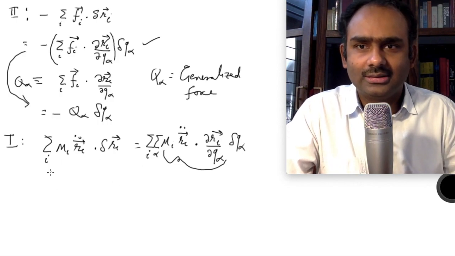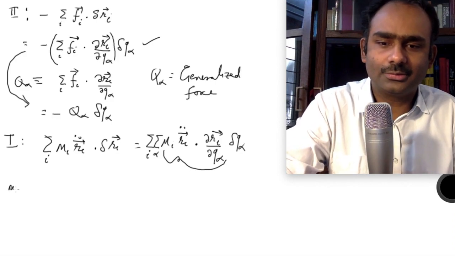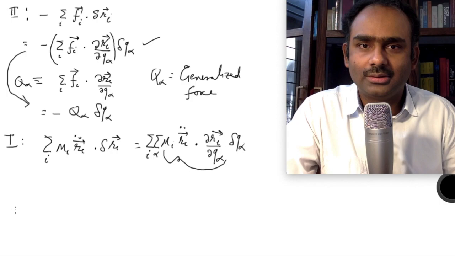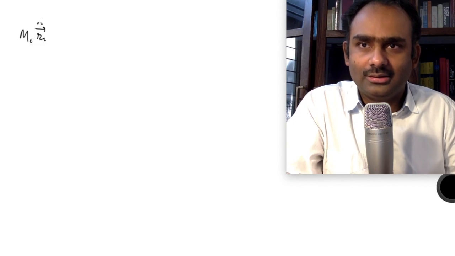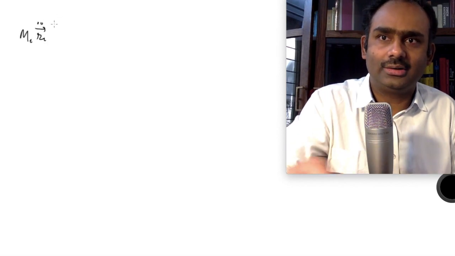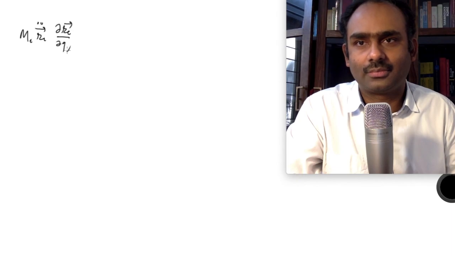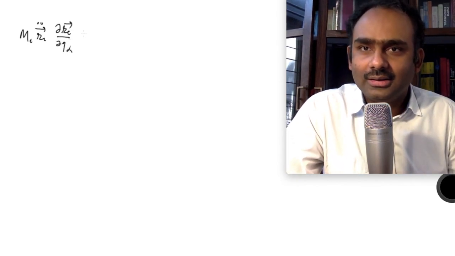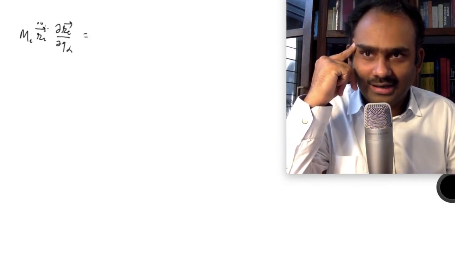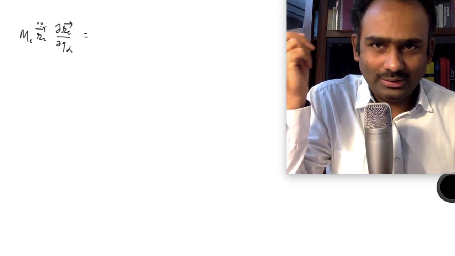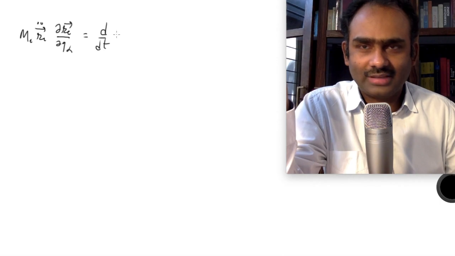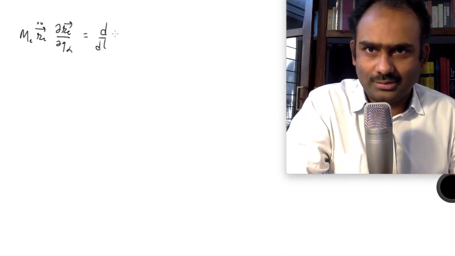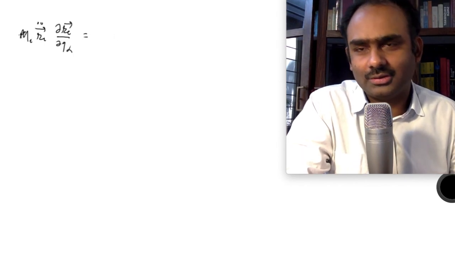Okay, so let's take this. Mi ri double dot, and then we had del ri over del q alpha. Okay, so what we can do is, I will write this in the following form. See, r double dot involves two time derivatives, so I'm going to pull out one time derivative and leave the velocity, that is r dot, behind. So I write this as d over dt, and in fact I should have left behind the mi's also, so let's leave mi also.